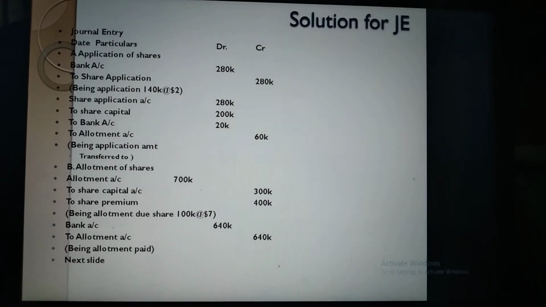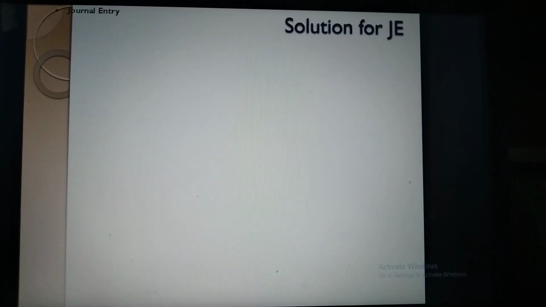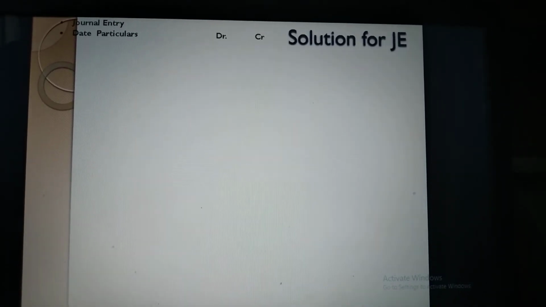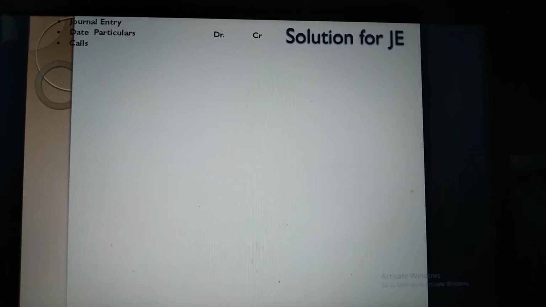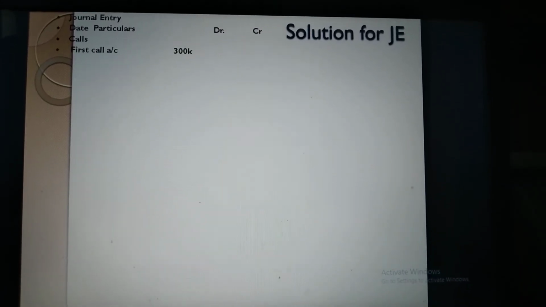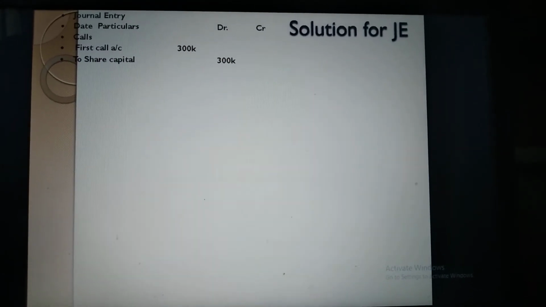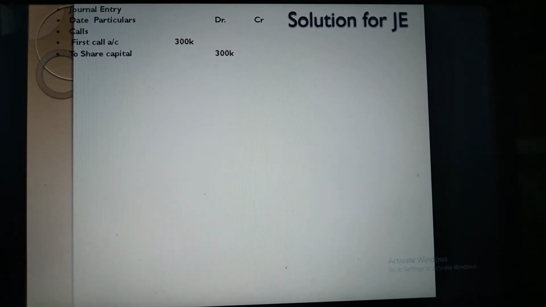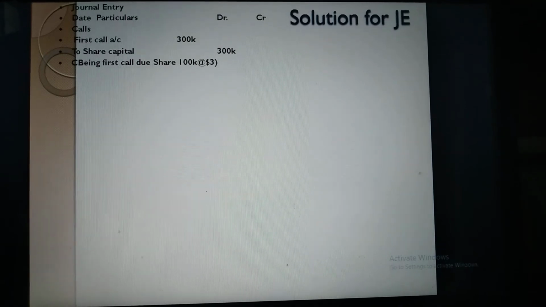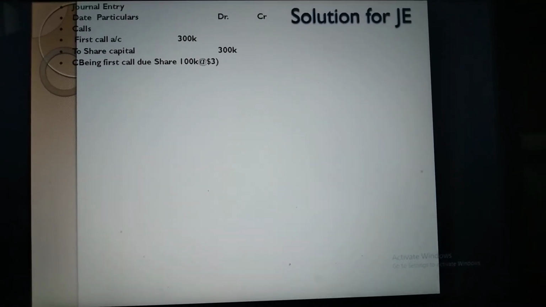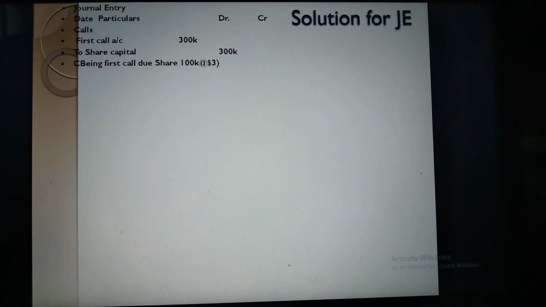Next transaction is now the payment, the calls. Now in calls, we have first call, which is 300K, you debit. To share capital, you credit 300K. The narration is being first call due, 100,000 shares at 3 shillings.